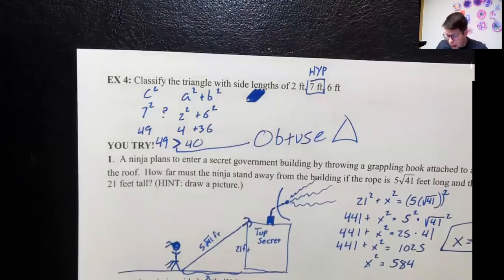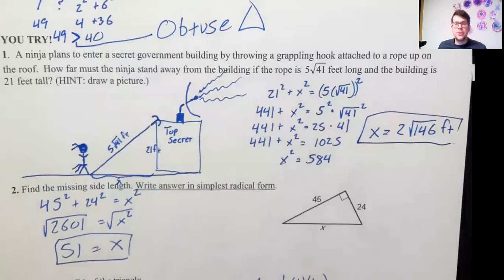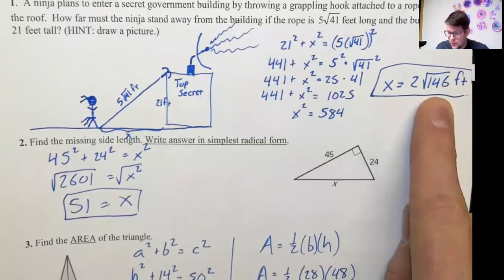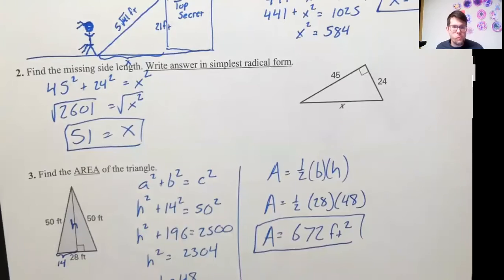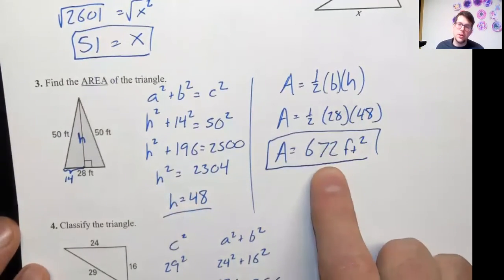All right, next couple of problems are the U-triads, and I'll post the answers here. It is probably easier to see them if you look at the key that is posted on the Google Classroom. Here's our first one right here for our ninja. We've got 2 square root of 146 feet. Then we've got our missing side length, which is going to be exactly 51. And we've got our area problem. We have a height of 48, and then we've got an area of 672.